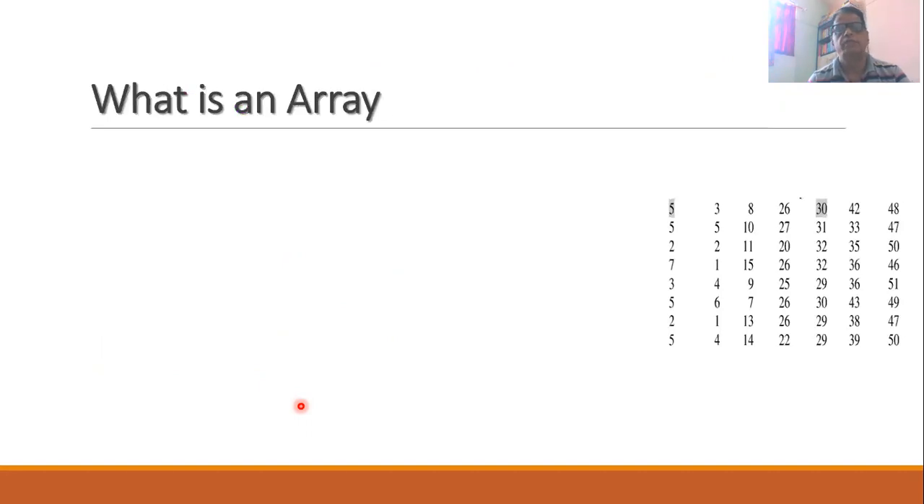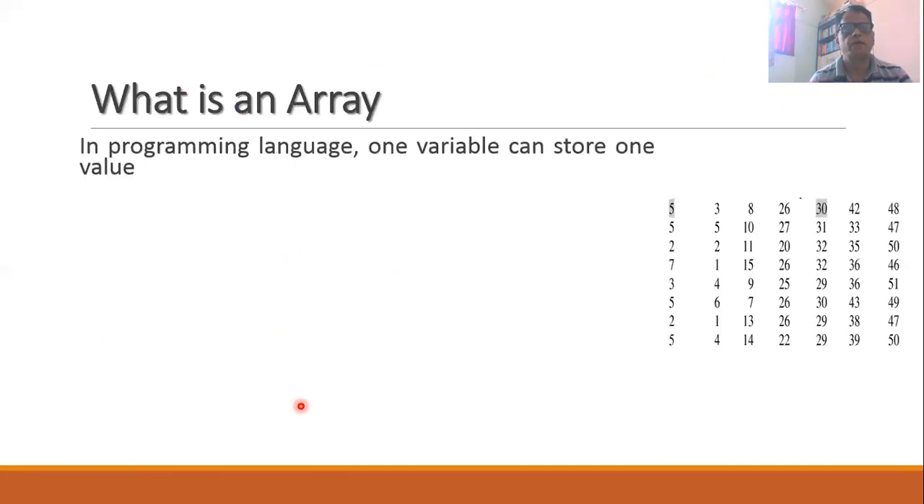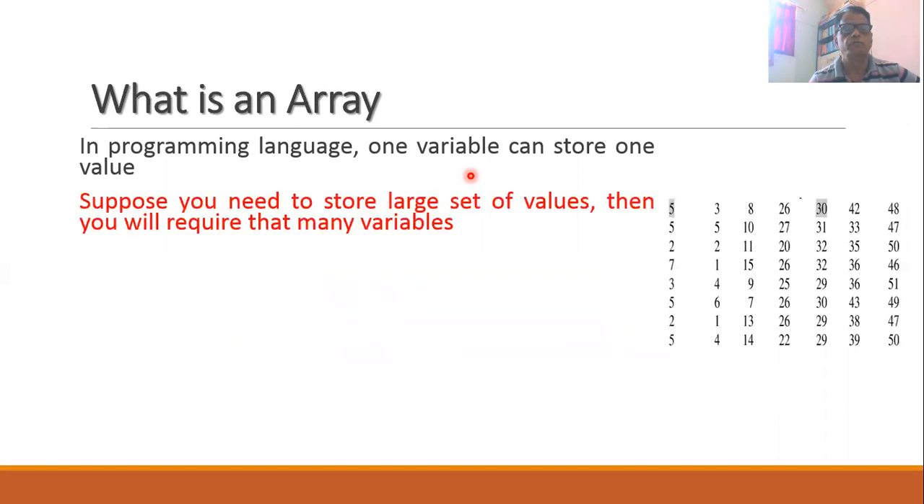So let us first of all understand what we mean by an array. In programming languages, you know that we can make use of variables, and one variable can be assigned one value. So in general, a variable can store only one value. But many times in real life, we have to deal with a large set of numbers, and in such a case, you need to make use of a large number of variables within a program.